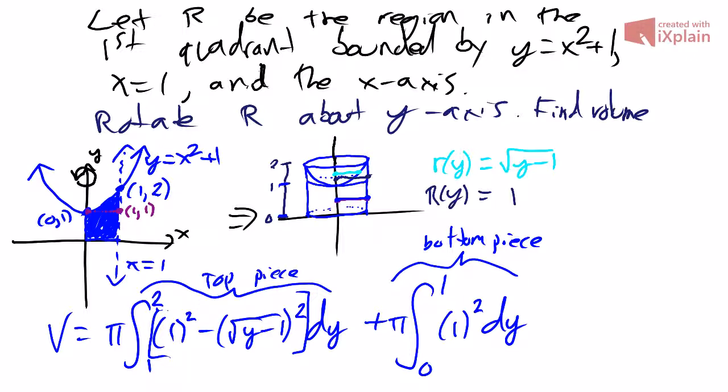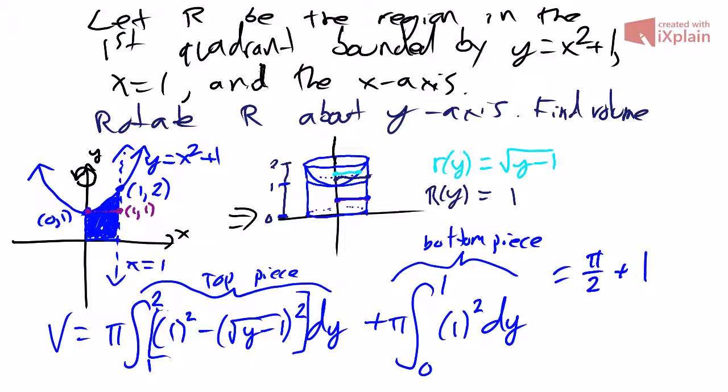Okay, now I'll leave it to you to evaluate both those integrals and check. You should get, for the top piece, pi over 2. That was in the last video. And then you're going to add that to the volume of the bottom piece. The volume of that is just 1. And then you get your answer, pi squared plus 1.